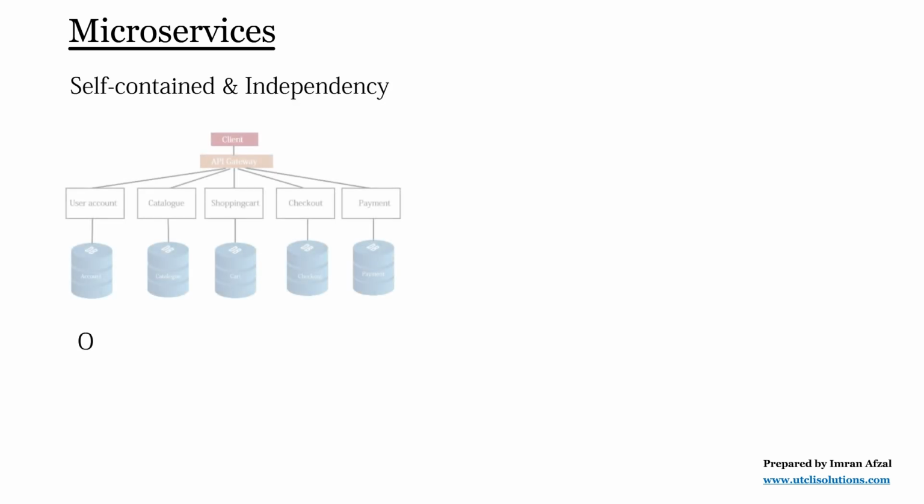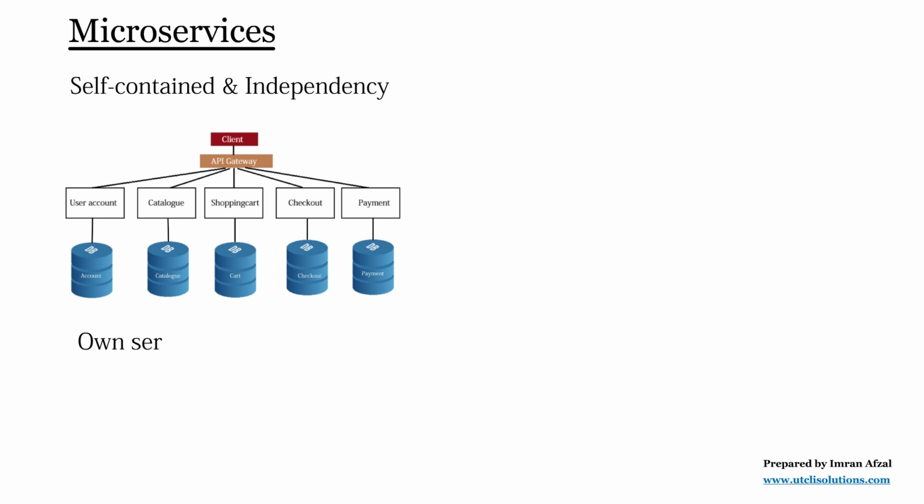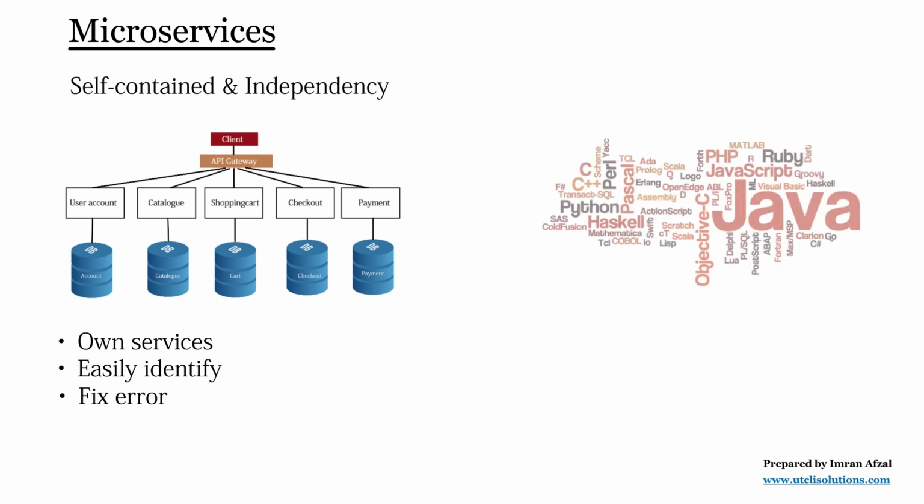The first one is self-containment and independence. Each component of the application provides its own specific services and works separately. Due to this, it is easy to identify potential problems, and only that part of the application needs to be fixed, not the whole application. Due to this independence, you can use different languages to develop different components. Yes, you don't have to develop the entire application using one language. You use different languages for different components or different pieces of that application.